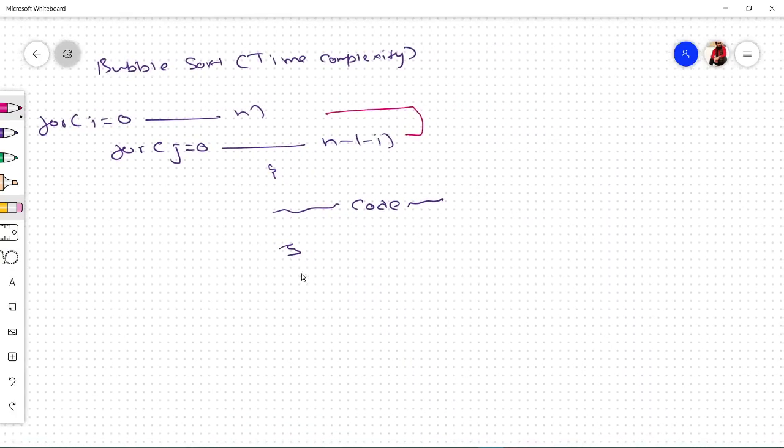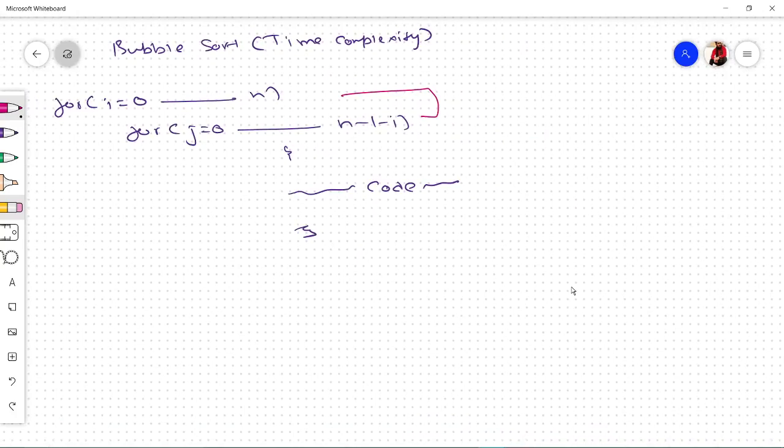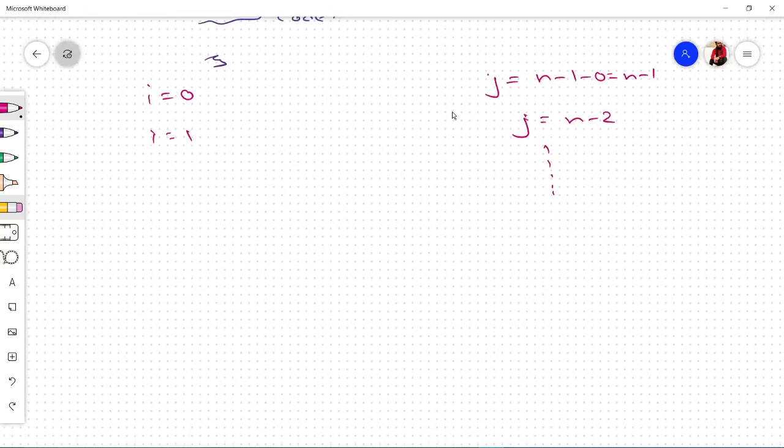So how this works is, for i equals 0, our j is running n minus 1 minus 0, which equals n minus 1 times. For i equals 1, our j will run n minus 2 times. Similarly, it keeps on going, and there's a time when this loop will run only once and then 0. Similarly n minus 3, n minus 4, and so on.